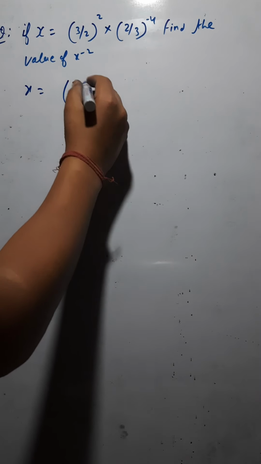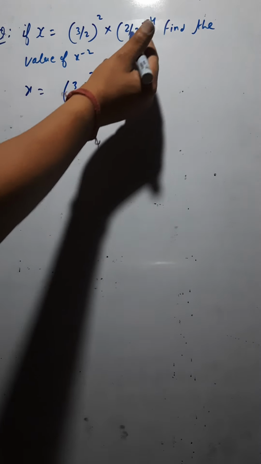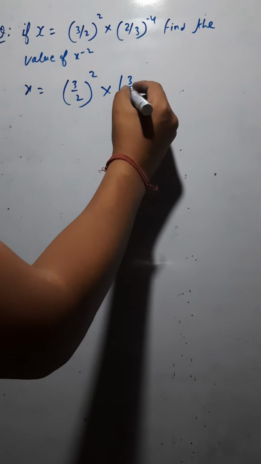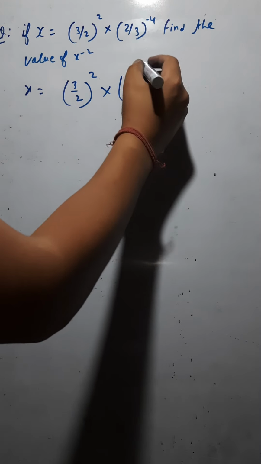X is (3/2) raised to the power 2 multiplied by (2/3) raised to the power minus 4. So I can make this power positive if I write the reciprocal of the fraction inside. It is 2 by 3, I am writing it 3 by 2. So the power would become positive.